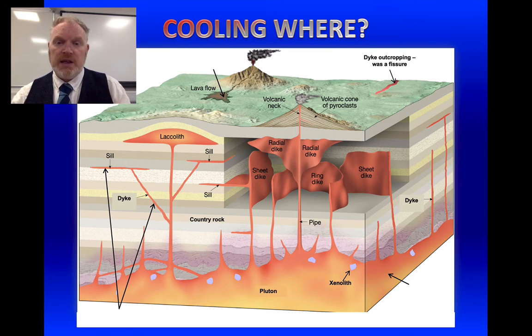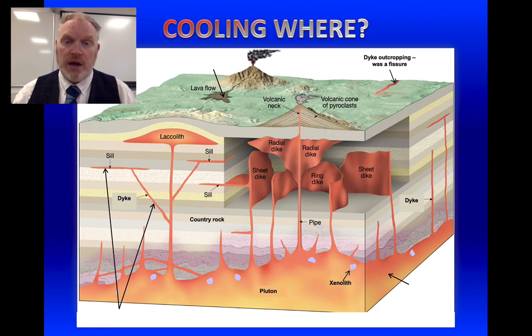Where we get igneous rocks making their way to the surface, we can have magma erupting onto the Earth's surface to create lava or a lava flow. So lava is just molten rock at the surface. And there are times when that magma erupts, it perhaps doesn't go very far away from the volcanic neck, which is where it reaches the surface, and will build up a volcanic cone.